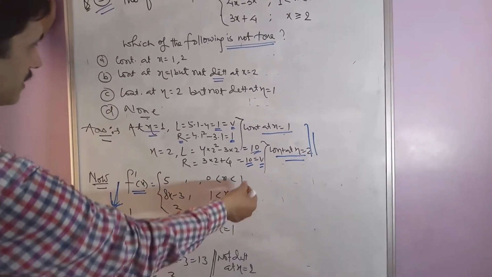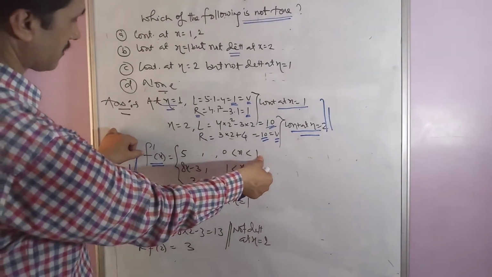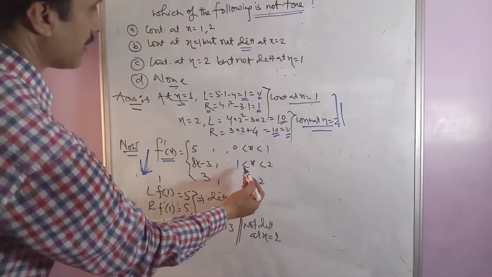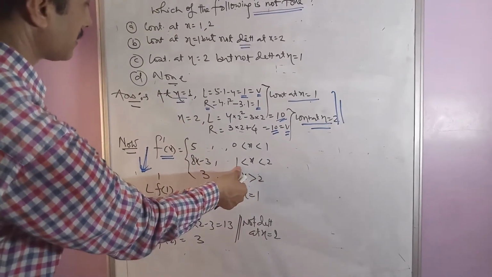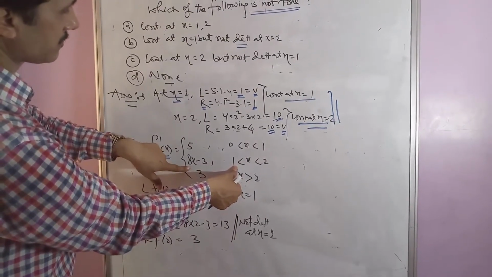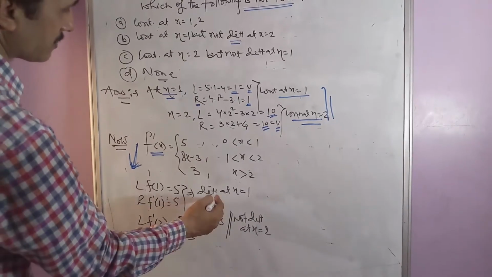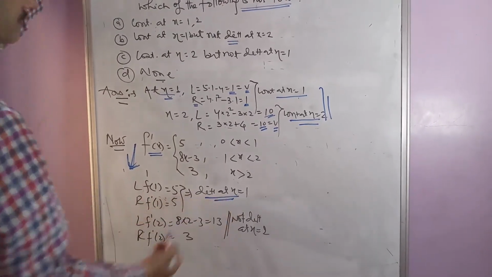L f dash 1, the left hand derivative at 1, is actually the left hand limit of f dash x at x equal to 1, that is 5. The right hand derivative at 1 is the right hand limit of f dash x at 1, that is 8 into 1 minus 3, which is also 5. Both are equal and finite, so it is differentiable at x equal to 1.